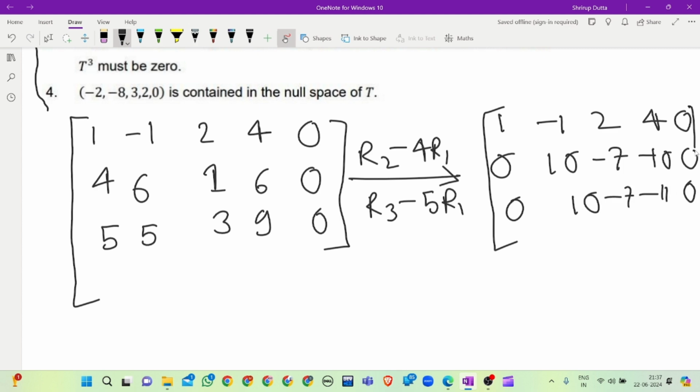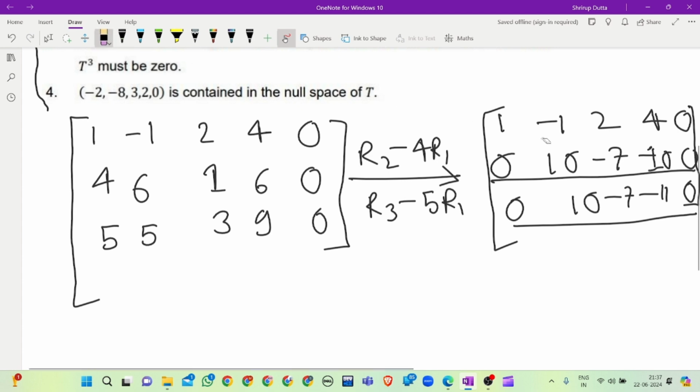Now this row and this row are linearly independent because of these two entries. Sorry guys, this is minus 10, minus 10 for this entry. These two rows become linearly independent.